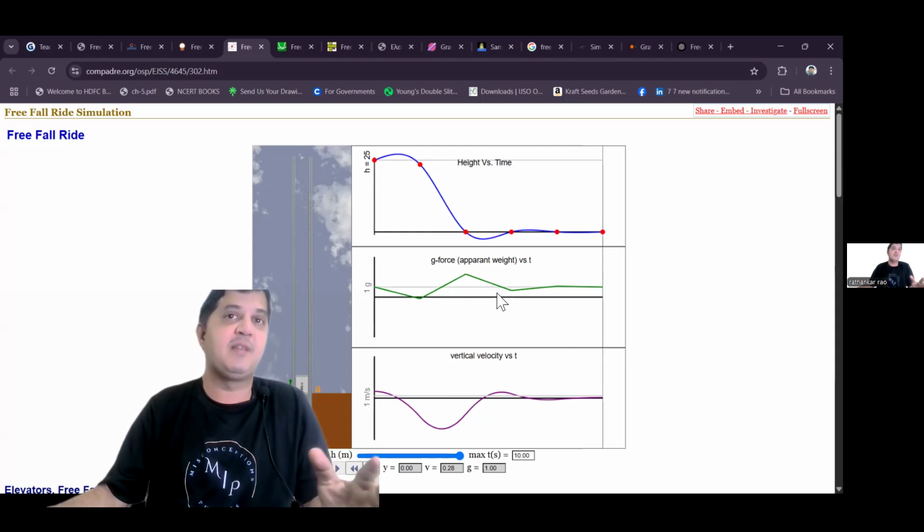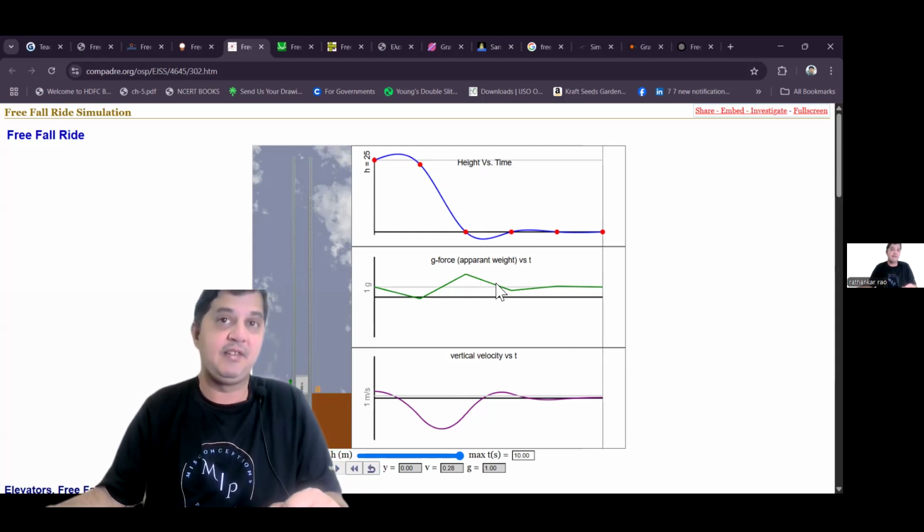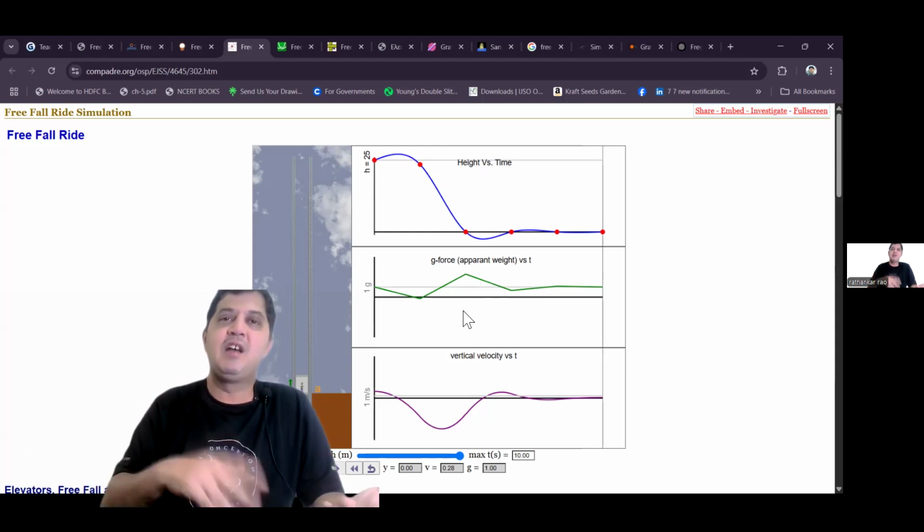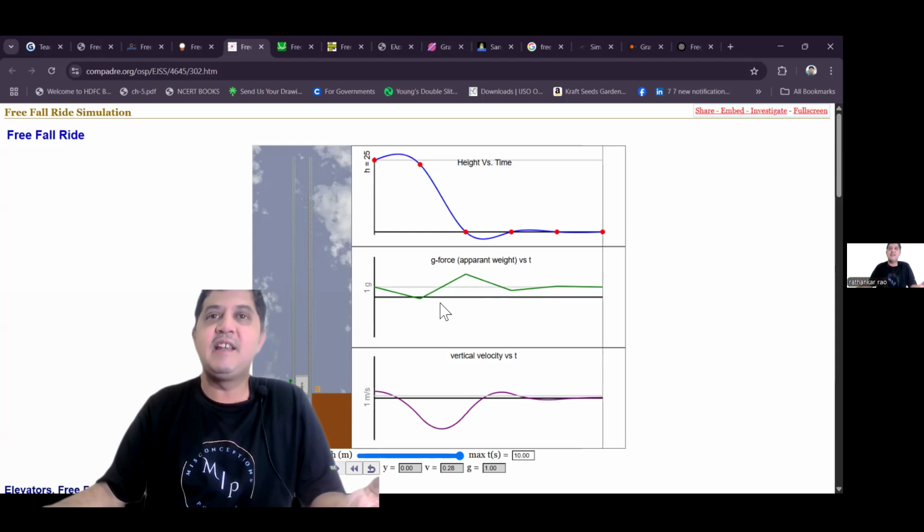You can ask the student why these kinds of things happen. We all know what the answer for this is. How do you calculate the apparent weight? It is not just mg, it is something else. It's mg minus ma or mg plus ma, depending upon how the weight is now moving. You can get an answer from there.